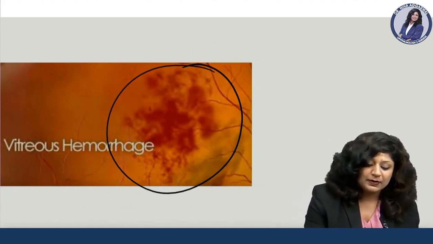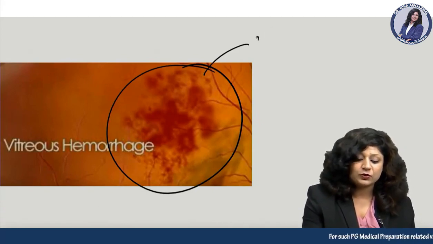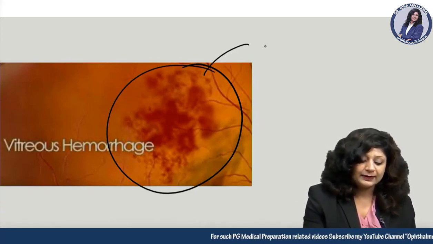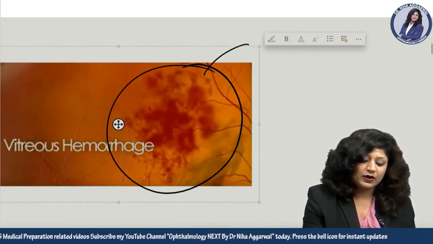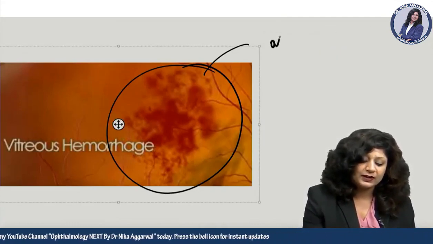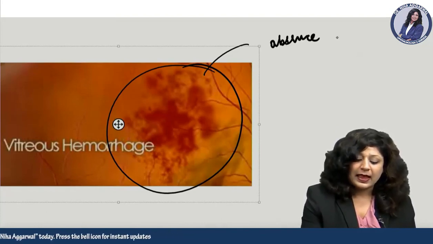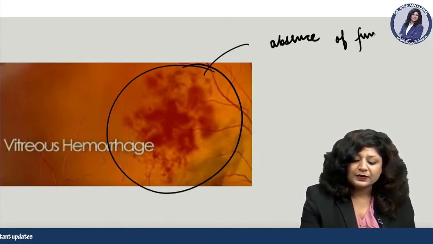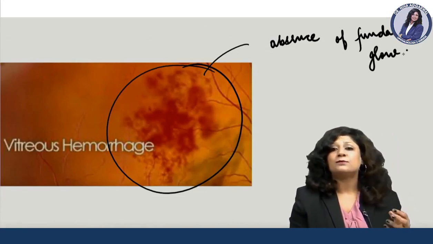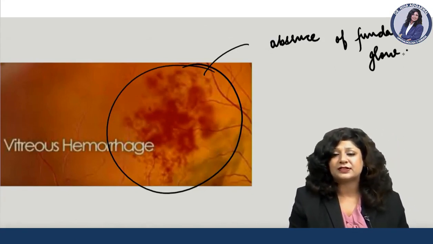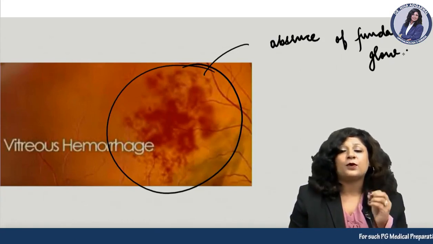So you have to remember a very important thing, that always in the question you will get that there is absence of the fundal glow. Absence of the fundal glow is a marker of something untoward in the vitreous cavity, and most commonly it is the vitreous hemorrhage. Now what type of vision loss?